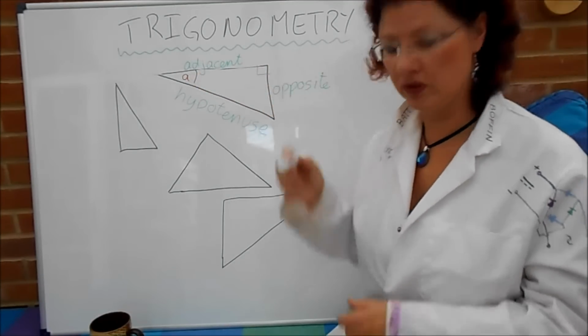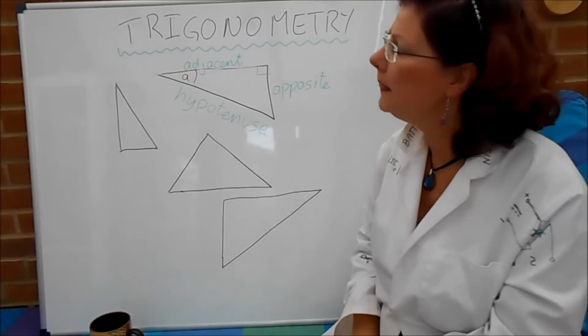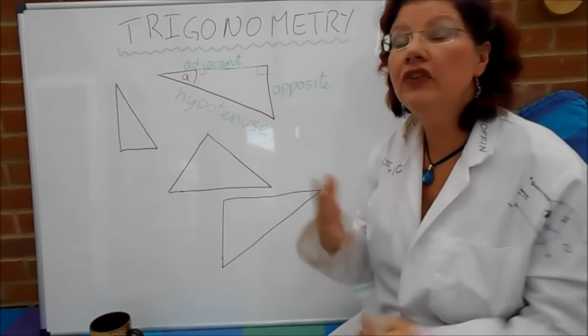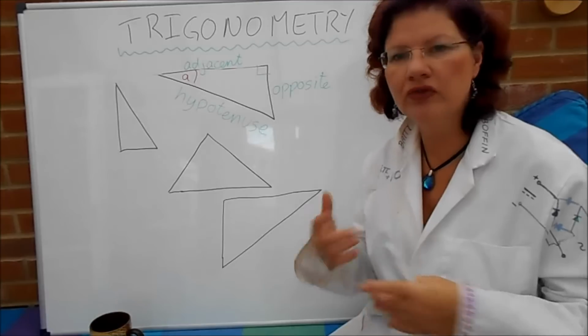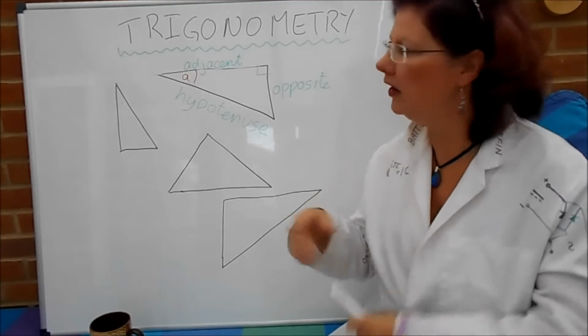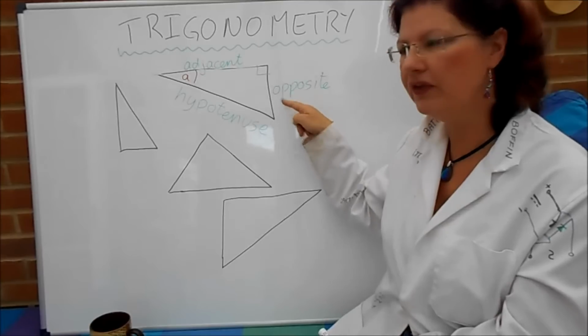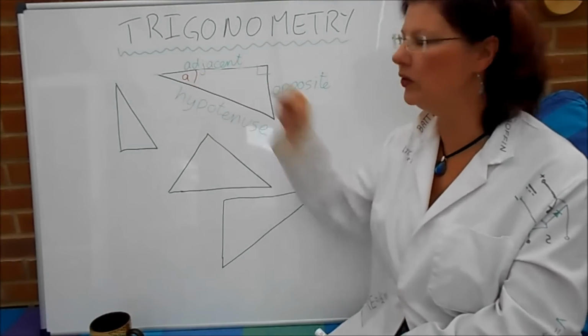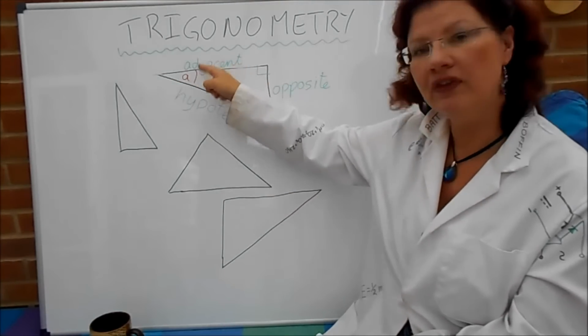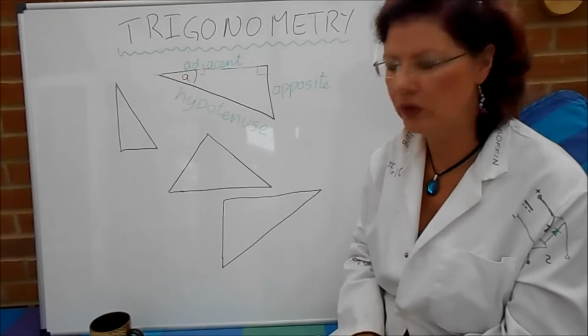And of course, you've always got a right angle there. So, when we're doing trigonometry, the first thing you need to do is label up your triangles so that we know which way round the sides are. We've got hypotenuse for the longest side, opposite for the side that's opposite the angle we're talking about, and adjacent for the side that's next to the angle we're talking about.